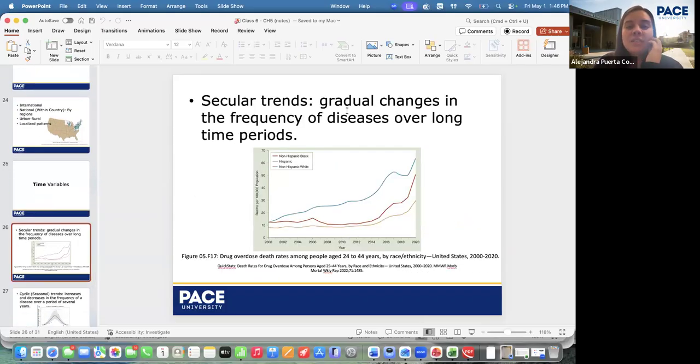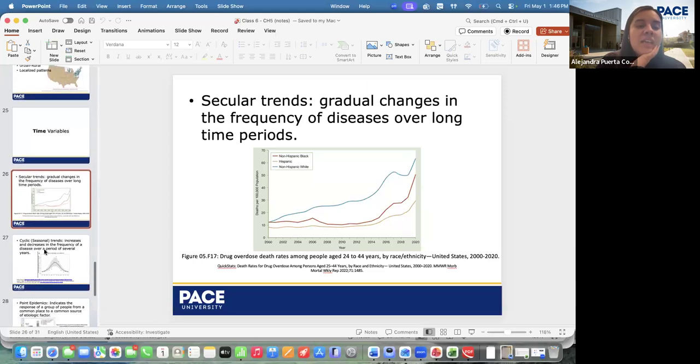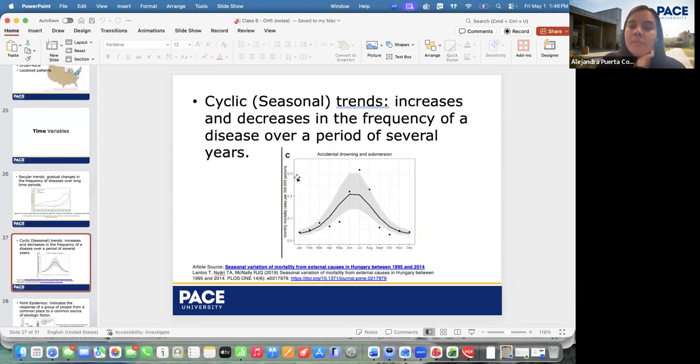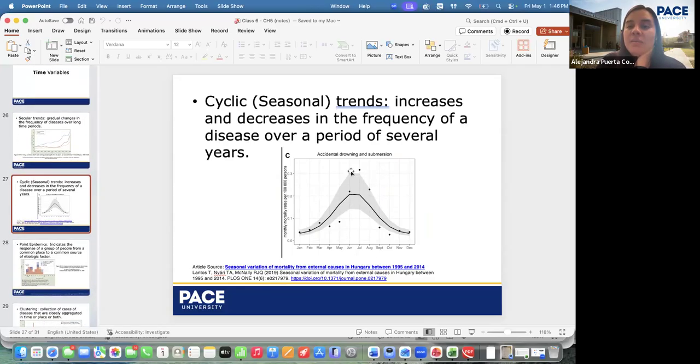Time variables. We have secular trends. So secular trends are those gradual changes in the frequency. So we see how it slowly starts increasing or decreasing, right? It's gradual. In the cyclic or seasonal trend, increases and decreases in the frequency over a period of several years, but it's always during the same time of the year or during the same environmental factors, okay?